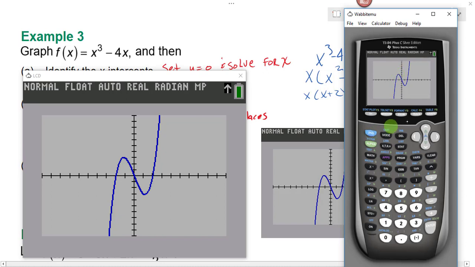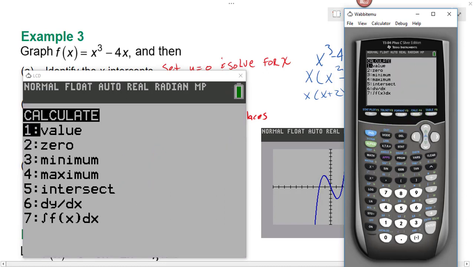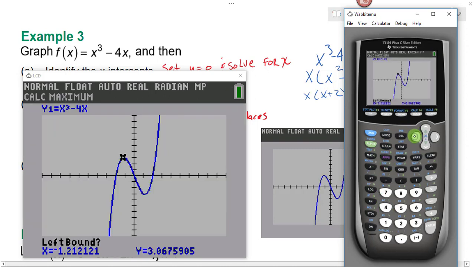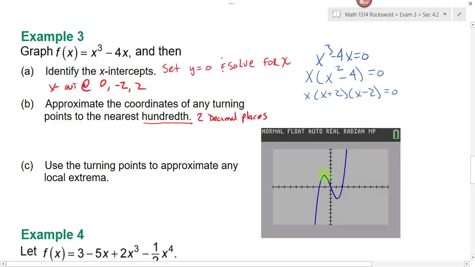What do I do? Second, calc, and then I want to find the maximum value first. So I need to move my cursor to the left of that maximum value, to the right of that maximum value, and then hit enter. And that gives me a maximum at -1.15, and the y value is 3.08. So this point right here was at -1.15, 3.08.